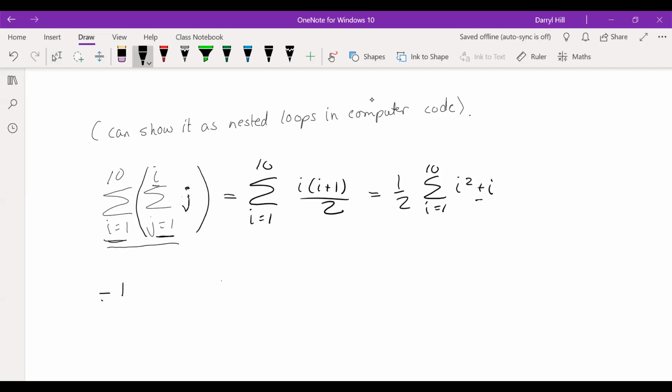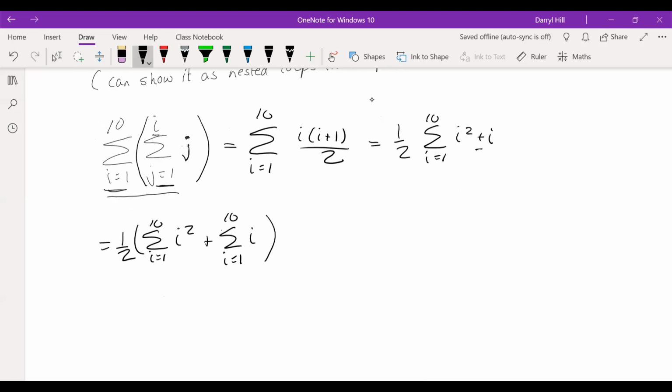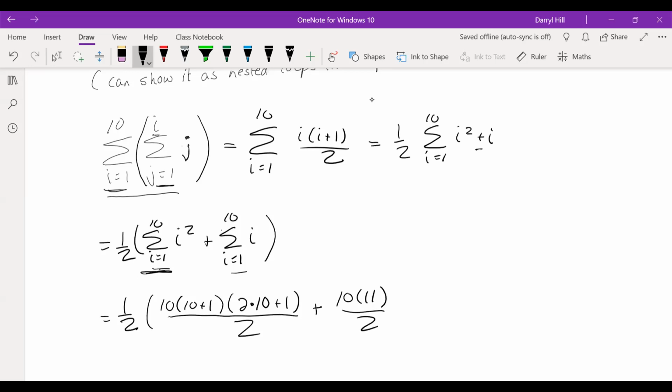So that is equal to 1/2. So now this, the sum of i squared plus the sum of i from 1 to 10. So now we have closed forms for both of these expressions. So that's 1/2, and that is 10 times 10 plus 1 times 2 times 10, which is our n, plus 1 over 6. So that's this guy. And this is simply 10 times 11 over 2 for this guy.